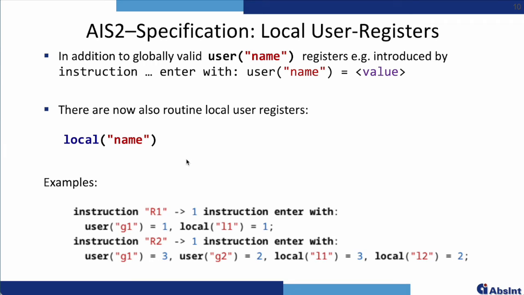Now, with this release, we also introduce routine local user registers. When you use local and the name instead of the user name, this variable will only be introduced local to the routine scope. And whenever you leave the routine's context, then the user variable name won't be available anymore. Here's a small example where you introduce a global register G1 and local L1 in the first instruction of routine R1, for instance.